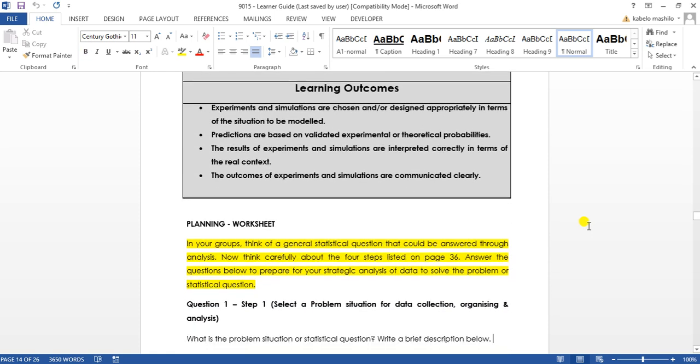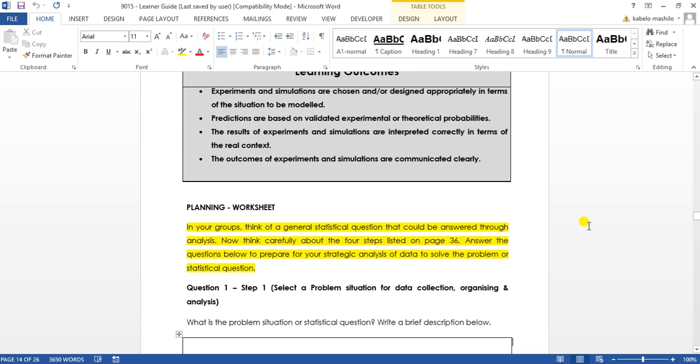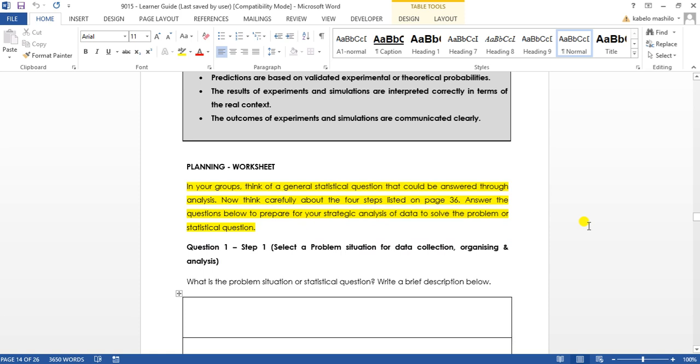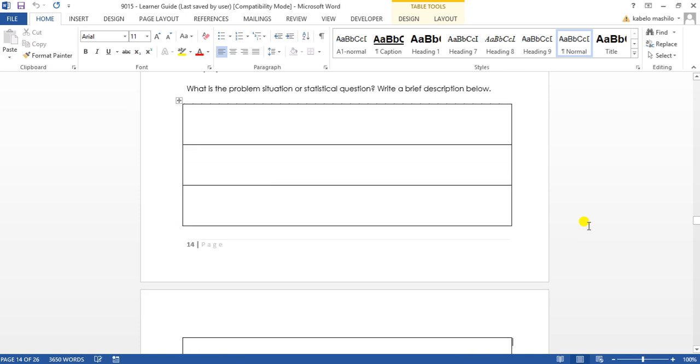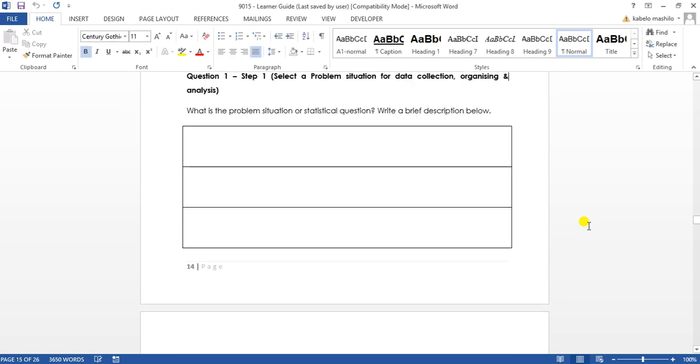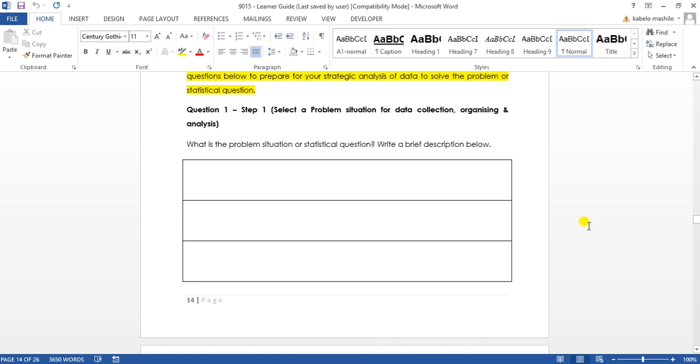In your groups that are formed, you've got 5 groups. You think of a general stats question that could be answered through your analysis. Think carefully about the 4 steps listed on page 9, not page 36. Answer the questions below to prepare your stats, your strategic analysis of data to solve the problem or stats question. Question 1, step 1. Select the problem situation for data collection, organizing, and analysis. What is the problem situation or stats question? Write a brief description below.